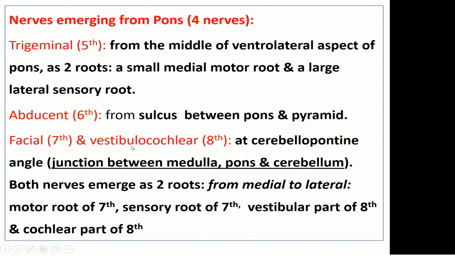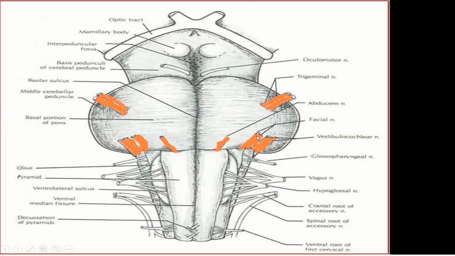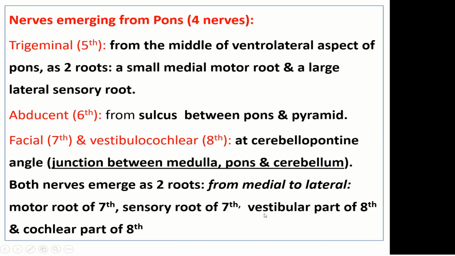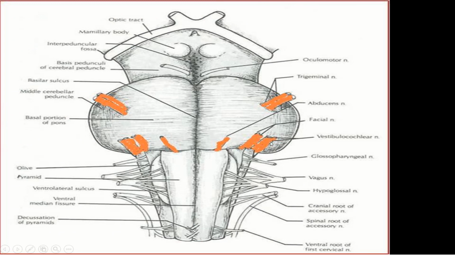Then you can see the facial nerve and the vestibulocochlear nerve, each having two roots. From medial to lateral, there is the motor root of the facial nerve and the sensory root of the facial nerve. You can see the motor and sensory roots of the facial nerve. Then you can also see the vestibular part and cochlear part of the eighth cranial nerve. As you see, there are four cranial nerves emerging here: the fifth, sixth, seventh, and eighth cranial nerves.